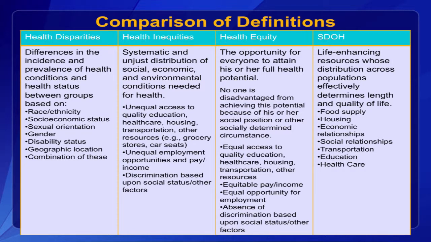And here we talk about social determinants of health. Those are the life-enhancing resources whose distribution across populations effectively determines length and quality of life. So food supply, housing, and so on.